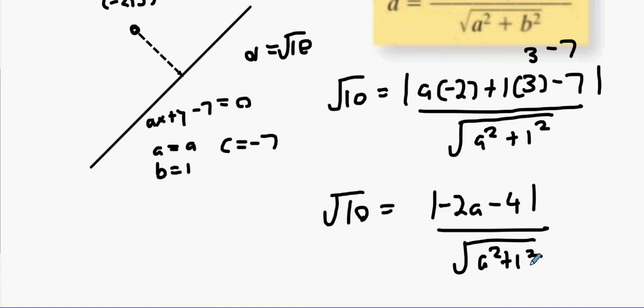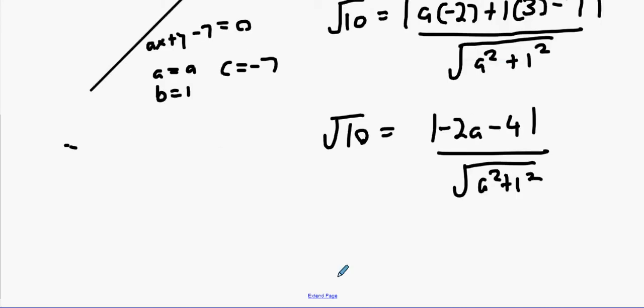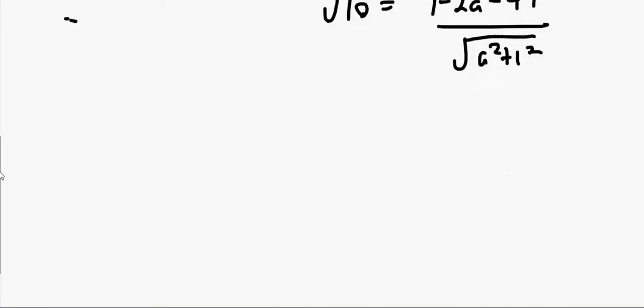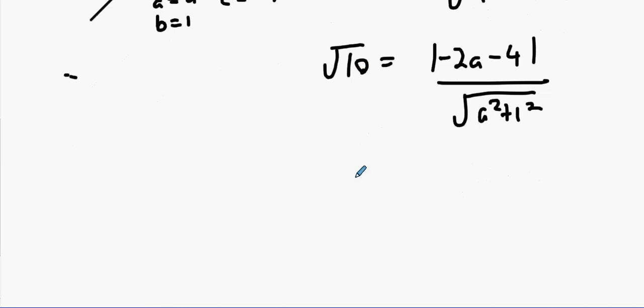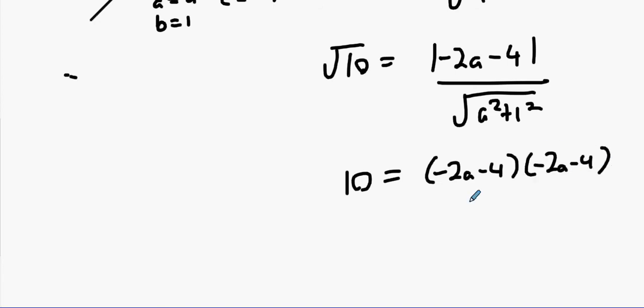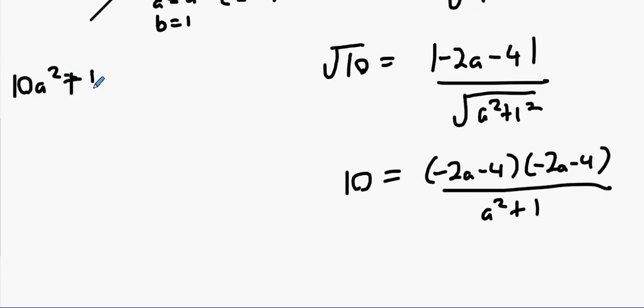Somebody suggests a technique: square both sides. Happy days. Square both sides and you get 10, since root 10 squared is 10. And on the other side, minus 2a minus 4 multiplied by minus 2a minus 4. On the bottom, squaring the root gives a squared plus 1. Cross multiply and we get 10a squared plus 10.